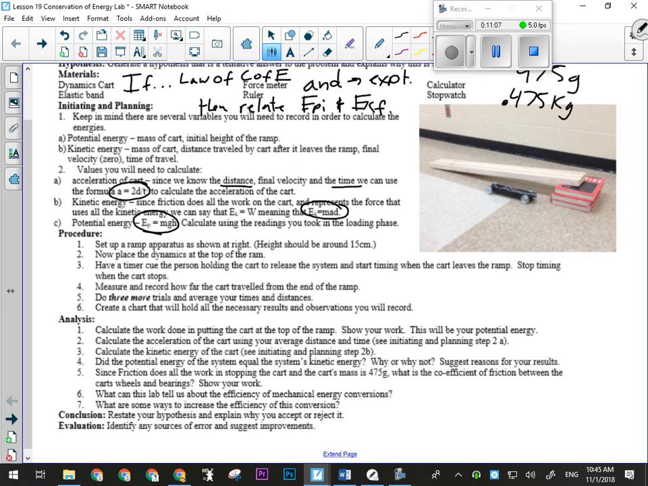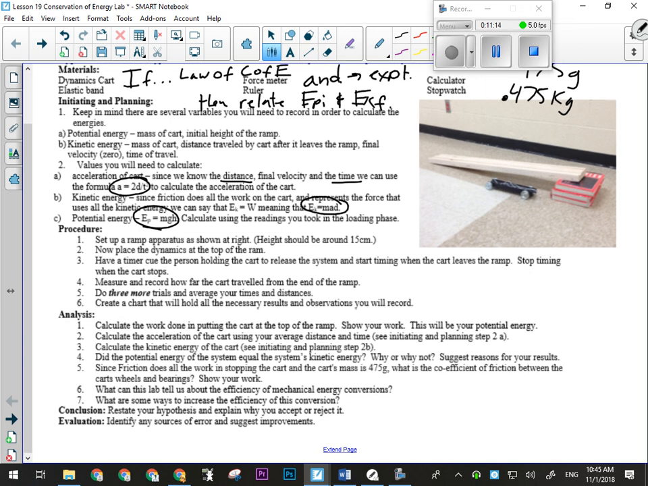So calculate the work done in putting the cart on the top of the ramp. Again, you're giving it potential energy, so you should be able to calculate that one pretty easily. Calculate the acceleration of the cart using this formula for each trial. Calculate the kinetic energy, m times a times d. And then 4, 5, 6, and 7 are the questions that are your true analysis. These are calculating the numbers you need, and then 4, 5, 6, and 7 are, analyze what your data says to you. So just make sure you give good, thorough answers for 4, 5, 6, and 7.